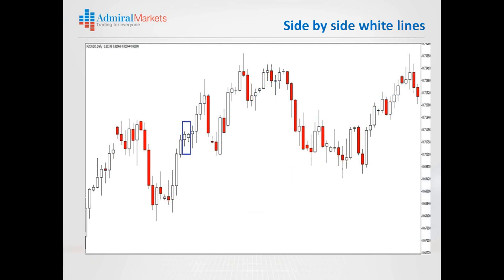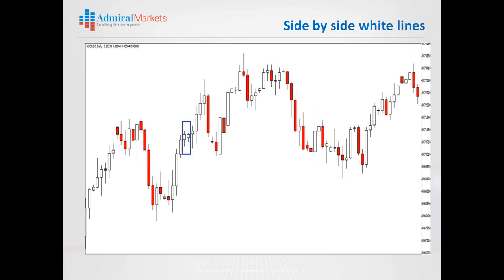Chris, you can show us a slide. This is side by side on daily chart. You see, first candle, we have a bullish candle, and then we have basically same candle just to the right of it. It's continuation.